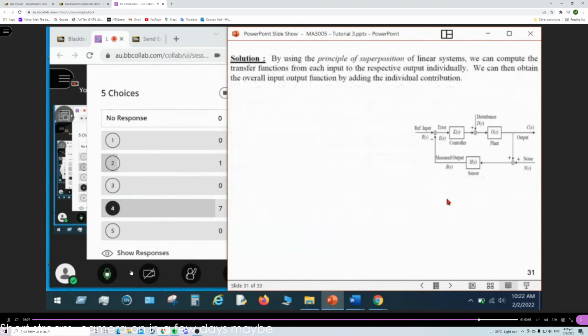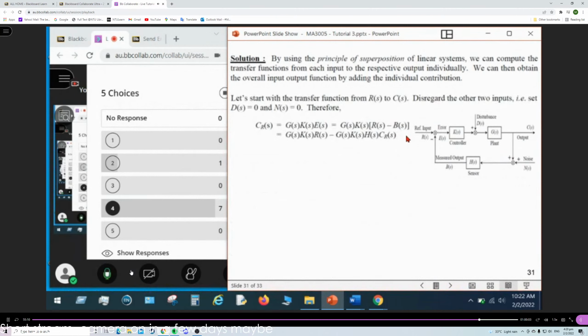For example, this one. This is very complex, because we have not only the reference input, we also have a disturbance input. We also have a noise input. We did this last week, but we use this principle called superposition. First, we set D and N to be 0. We consider R only and the output. We get the transfer function.